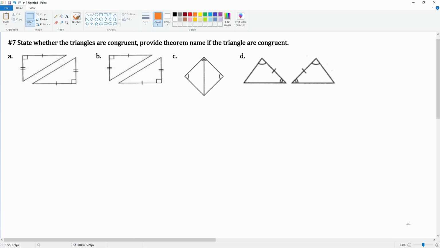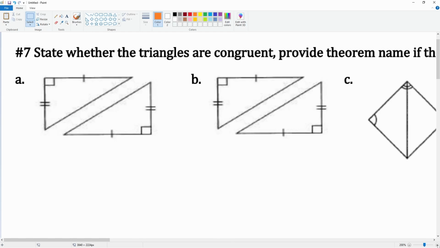Question 7 states whether the triangles are congruent. You're going to provide the theorem name if the triangles are congruent. Right? So let's take a look at this. Let's label it. Here we have a side.